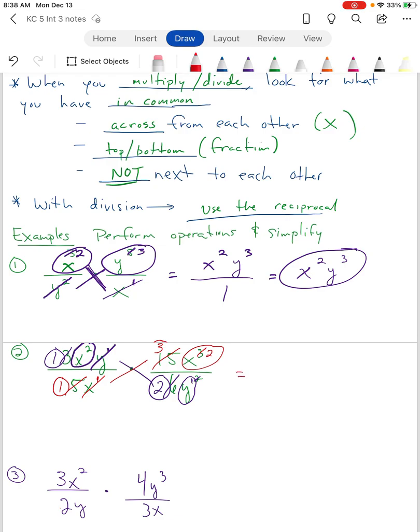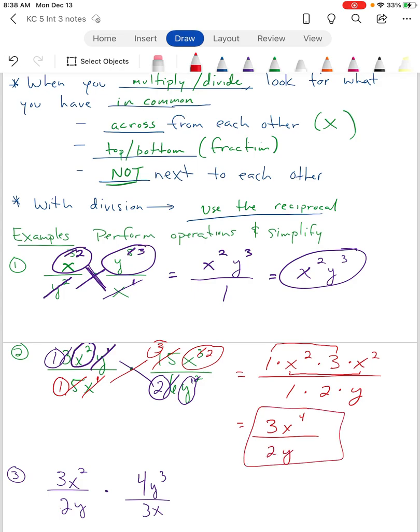So what I have left over is 1 times x squared times 3 times x squared over 1 times 2 times y. All right, so now I'm going to simplify everything. So I'm going to multiply my numbers together on the top, which I get 3. And then x squared times x squared, since those are like terms, I get x to the fourth over 2y. This would be my final answer.